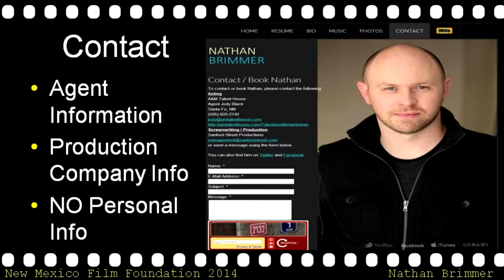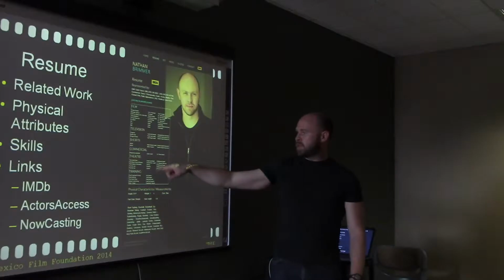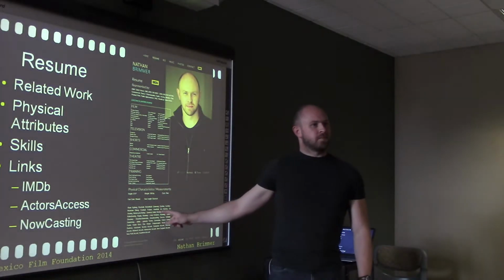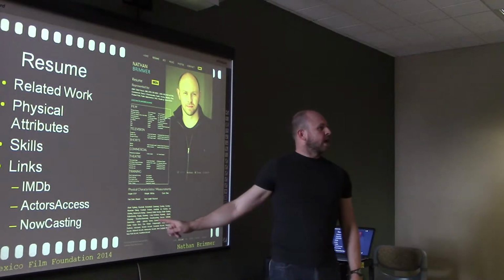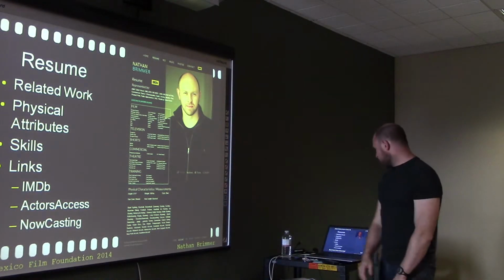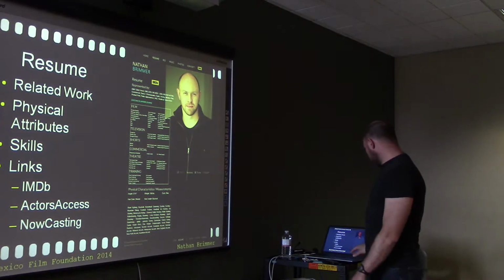So here's my resume: my film, television, shorts, commercial, theater, and training. And then down here, I just have the physical attributes. It's something you would typically tie to your resume if you were giving it to a casting director. So next was the bio, right?